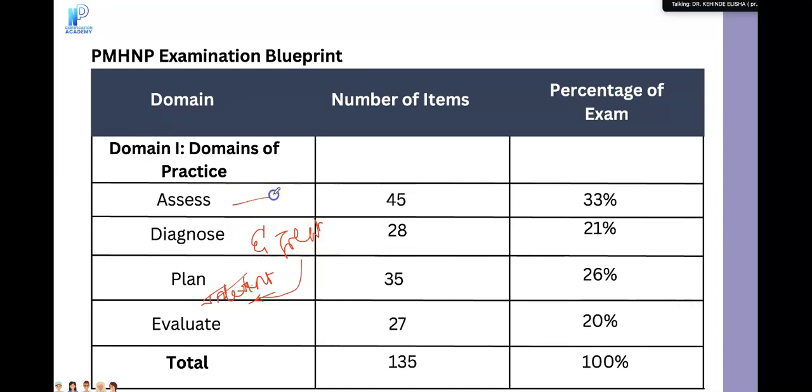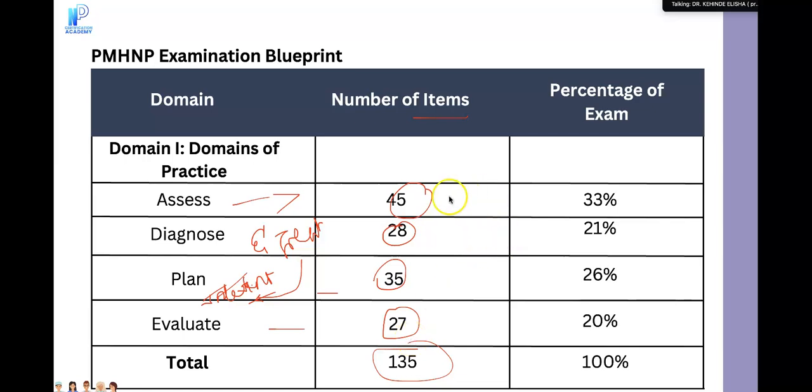So what is the first domain saying now? What items will you get from it? You're going to get 45 questions. Diagnose, you're going to get 28 questions. Plan, you're going to get 35 questions. Evaluate, you're going to get 27 questions. In total, we're going to be getting 135 whopping questions, right?